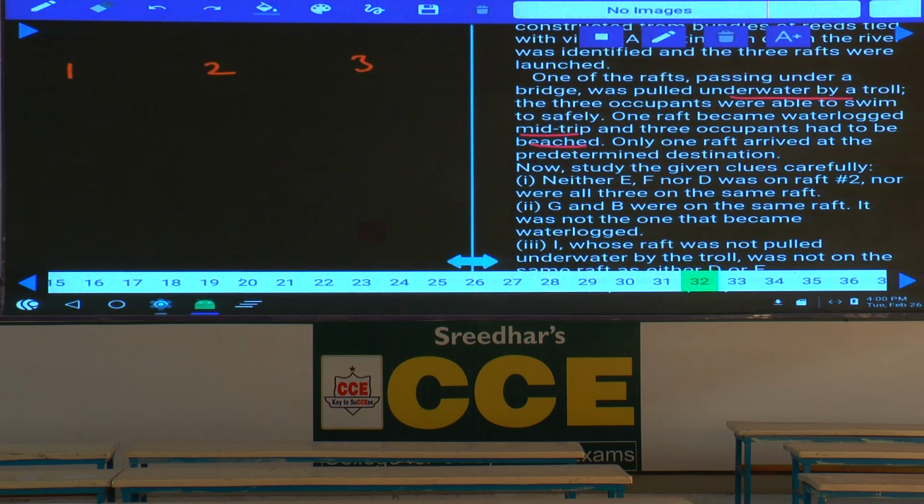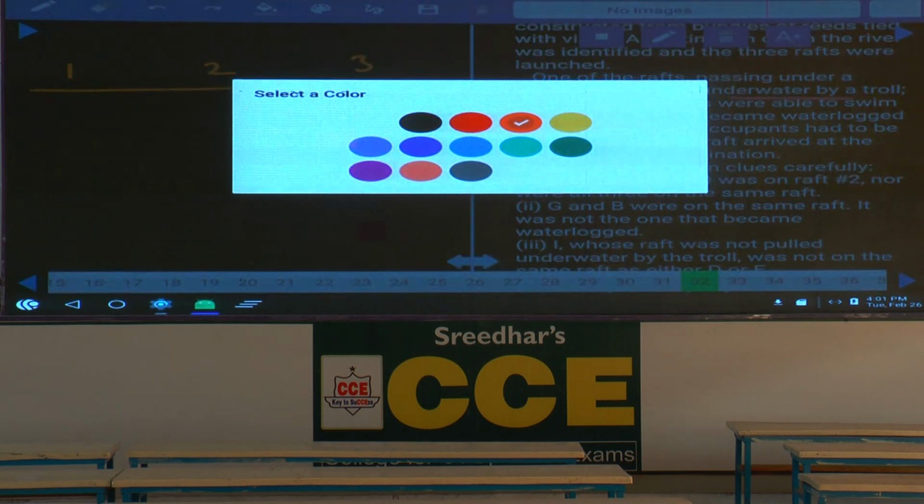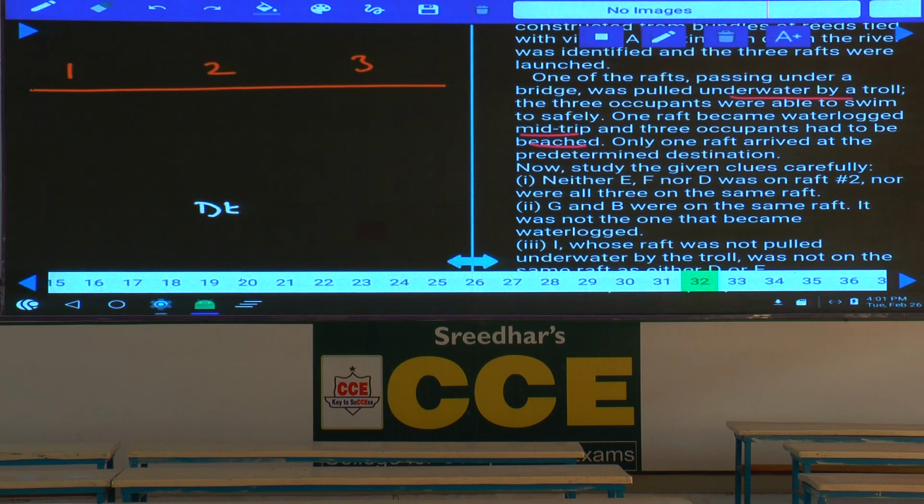Now we need to find out who is traveling in which raft and whether they reached safely or were waterlogged, and so on. Neither D, E nor F was on raft 2. Now in this raft 2, tell me who the persons are here? D, E and F cannot be in this raft 2. Nor were all three on the same raft. D, E and F were not on the same raft.